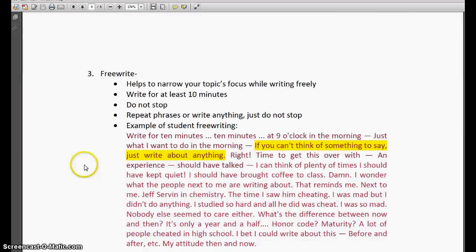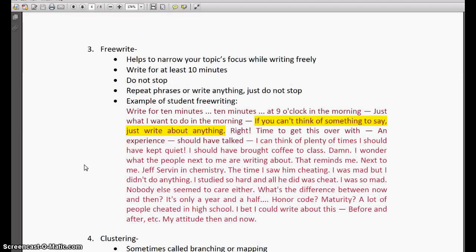Next is free writing. I don't do a lot of free writing. It's not my style, but if you like it, it's just where you sit down, take 10 minutes, be at your computer or use a pen and pencil and paper, think of a topic and just write. Don't stop. Take a look here.